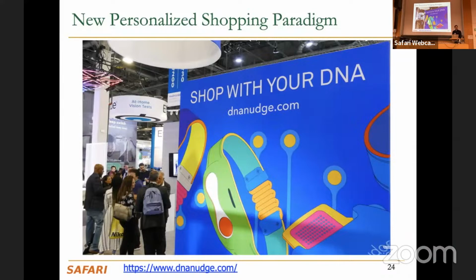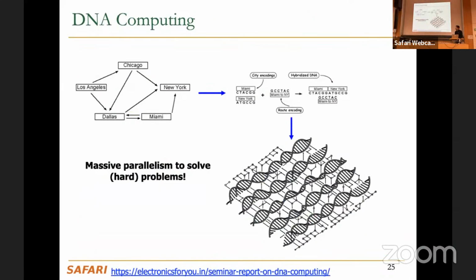So you can see basically how this information can be used in daily life. Furthermore, people also use DNA to do computation. For example, we can now solve hard problems, even the traveling salesman problem, by using DNA.